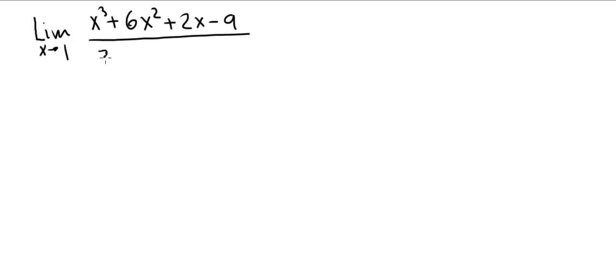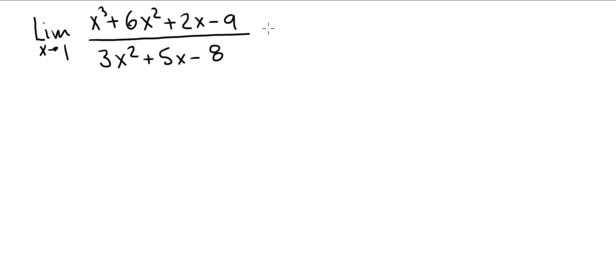We're going to evaluate the limit as x approaches 1 of (x cubed plus 6x squared plus 2x minus 9) divided by (3x squared plus 5x minus 8). So let's try to plug in 1 for x to see if this function is continuous at x equals 1, in which case the limit is the same as the value of the function.